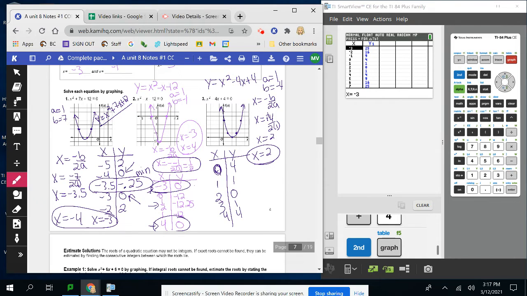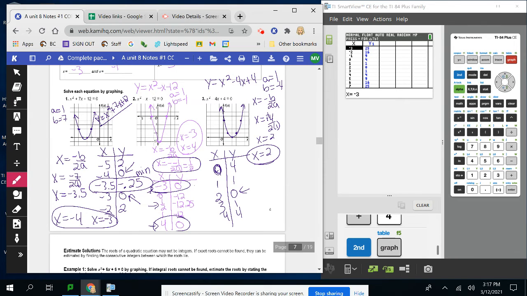It's really skinny down there by my turning point, but the solutions are x equals negative 3 and x equals 4. Number 3 again, I found my turning point. These turning points or axes of symmetry tell me where to center my table. So when x equals 2, y equals 0. So not only is x equals 2 my axis of symmetry for this one, but it also happens to be my solution. If you have any questions on those, please let me know in class.